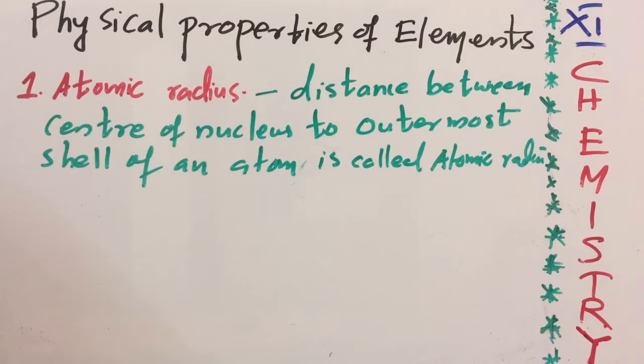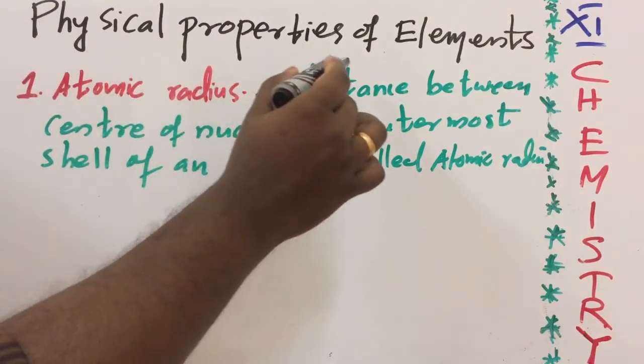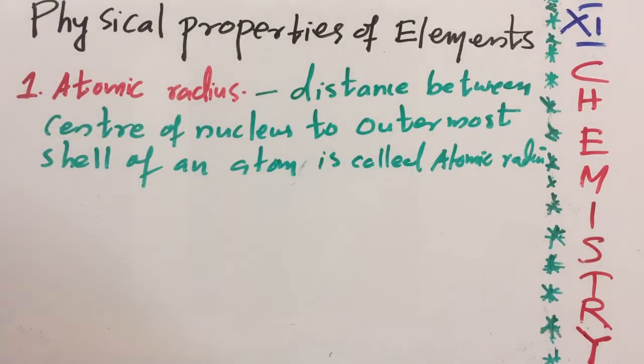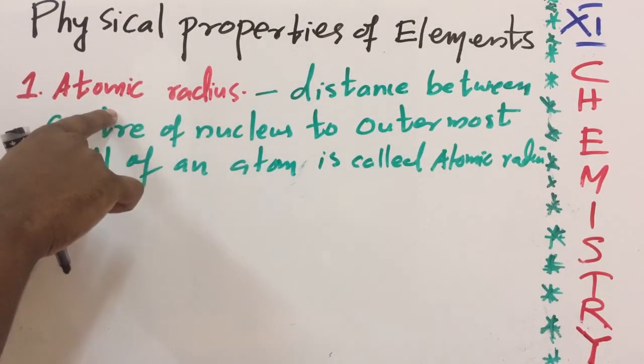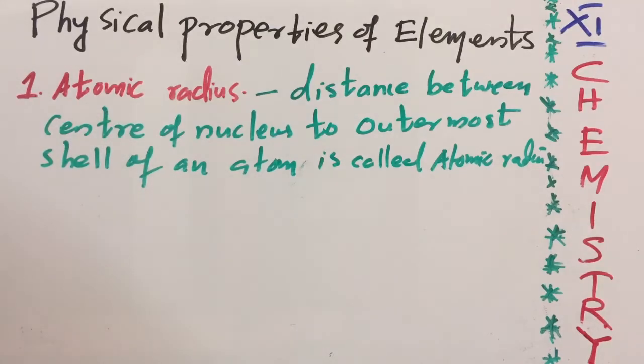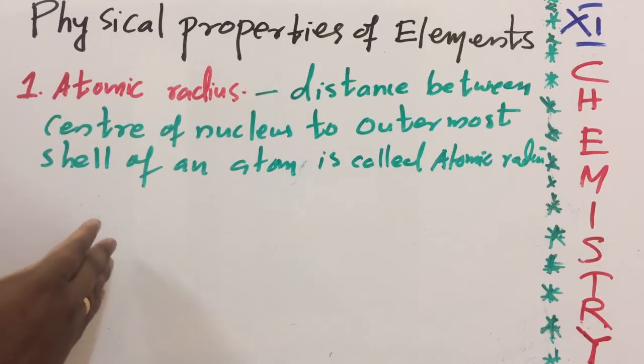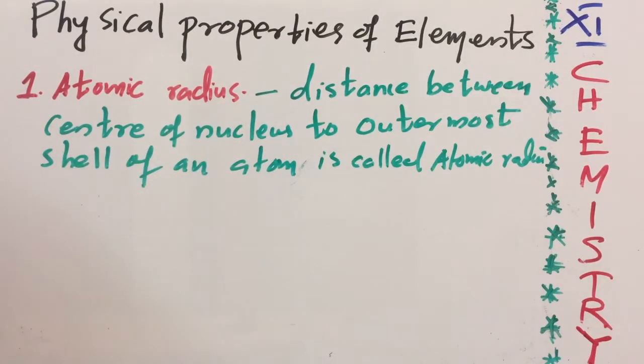The next topic is physical properties of elements. The first important physical property of an element is atomic radius. Do you remember atomic radius? You learned atomic radius in class 10th. Okay, and this topic is just a continuation of that.